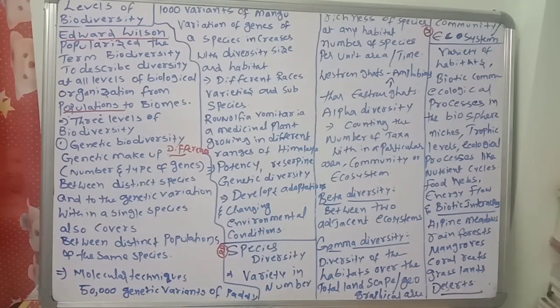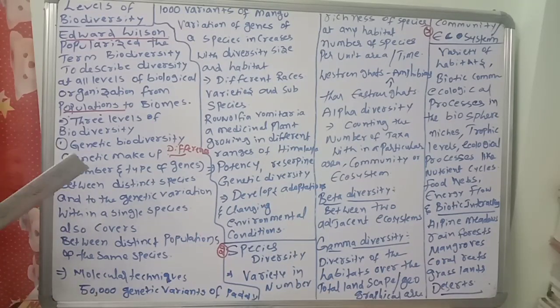So what is genetic makeup? Number and types of genes between two distinct species, and the genetic variation within a single species, is called genetic diversity. Genetic diversity can be measured. This is also a very important point to remember.